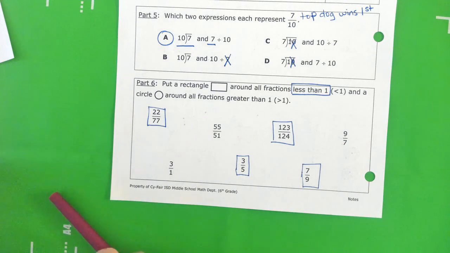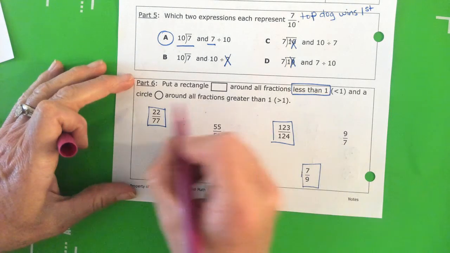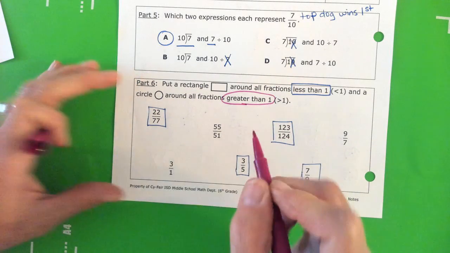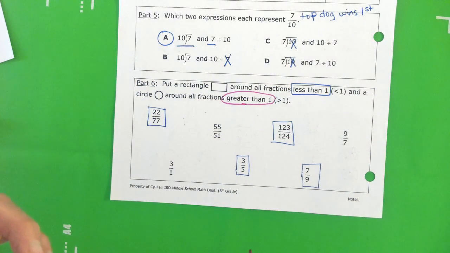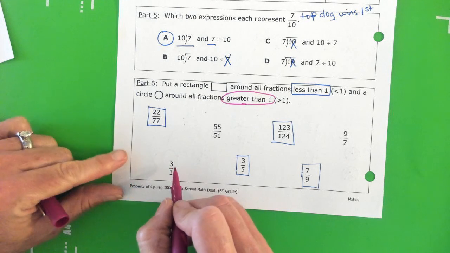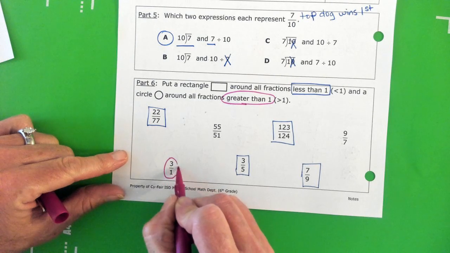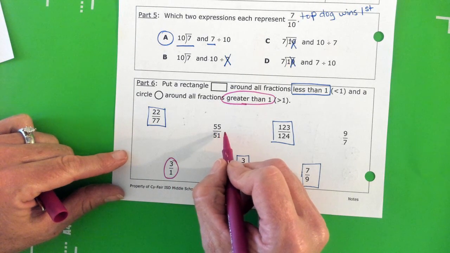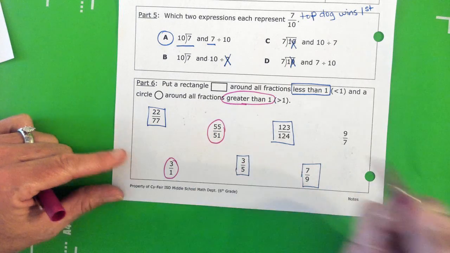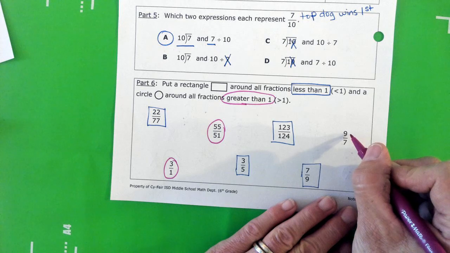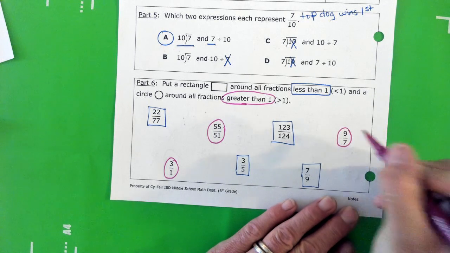All right, switch to your other color. We're going to put a circle around anything greater than a whole. So that means everybody gets a whole piece and then there'll be a little bit extra. Like 3 divided by 1, that's greater than a whole. Yeah, circle. 55 divided by 51, that gets you bigger than a whole. 9 divided by 7, can 7 fit into 9? Yes, and there'll be some left over. That's bigger than a whole.